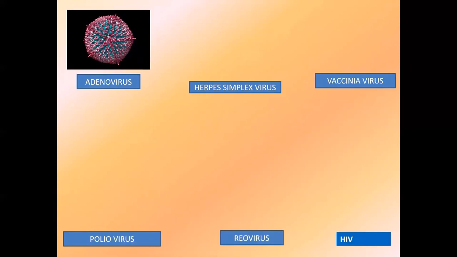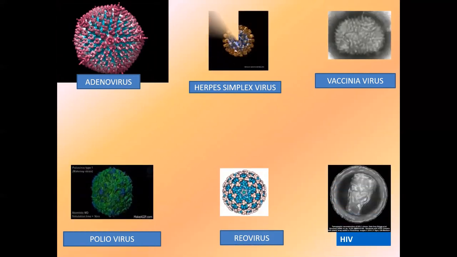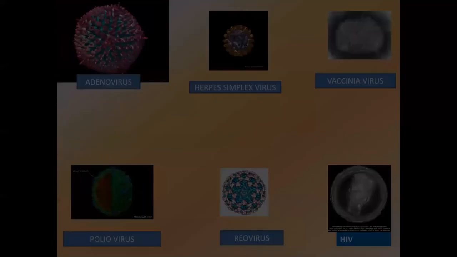We can see the structures of some DNA as well as RNA viruses. Some DNA virus examples are the adenovirus, herpes simplex virus, vaccinia virus. Some RNA viruses are the poliovirus, reovirus, and HIV, that is human immunodeficiency virus.